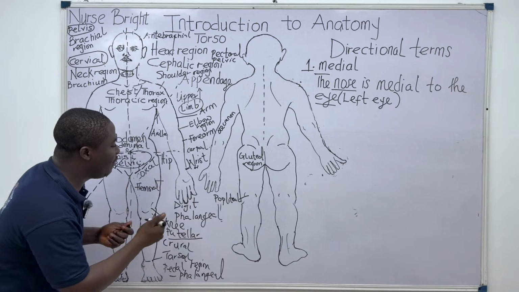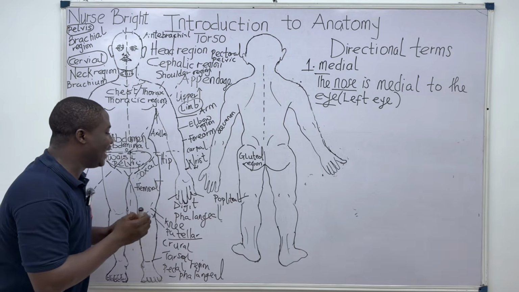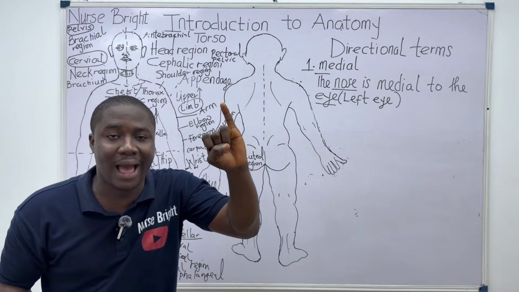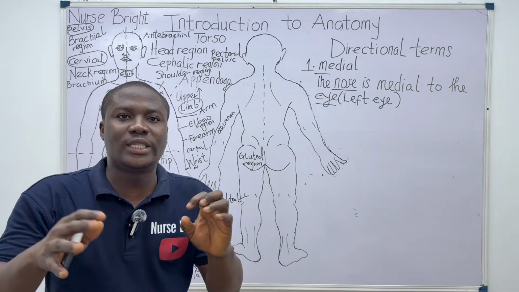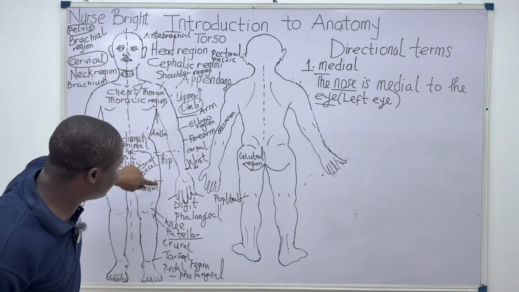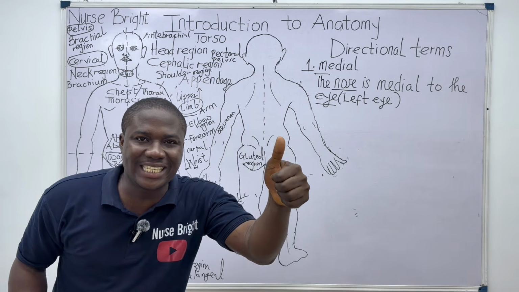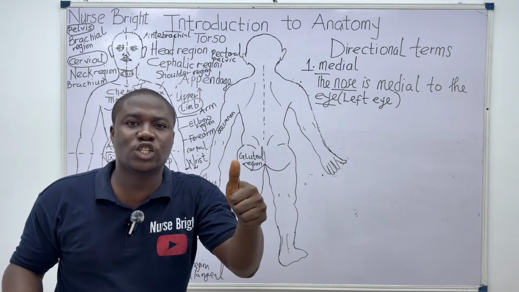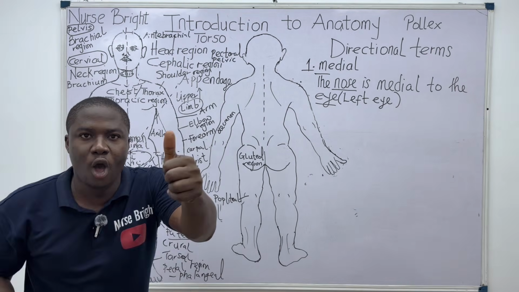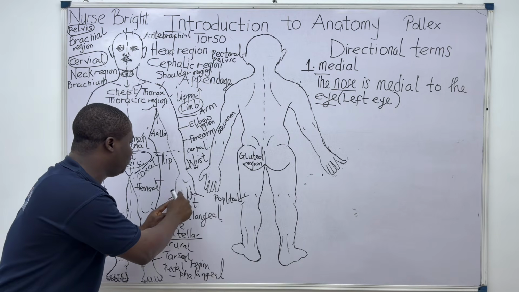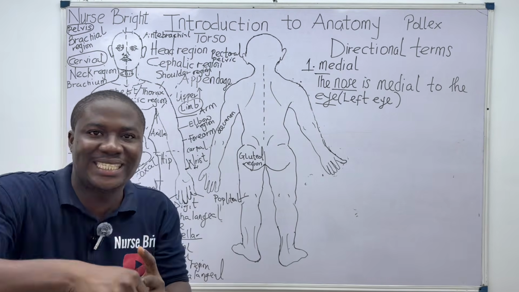So I'm comparing this structure and this structure. Hope you are aware that this is the little finger, or in everyday English you call it the pinky finger, or the fifth digit. That's this one. Are you there? And what about this? This is your first digit, or anatomically it's called the pollex. Pay attention. Or you can call it your thumb. So you can see now, let us relate both structures in relation to the term medial. Which one is medial to the other?